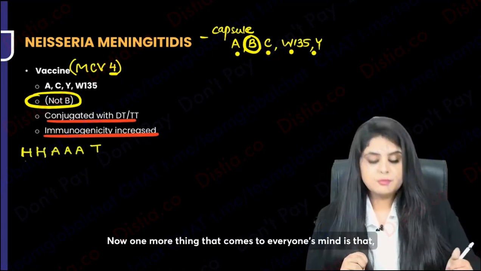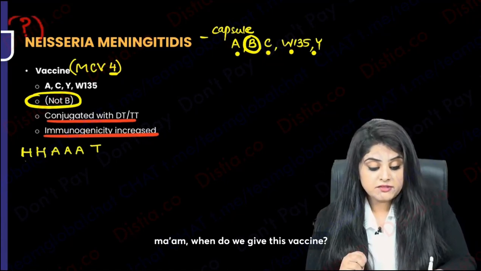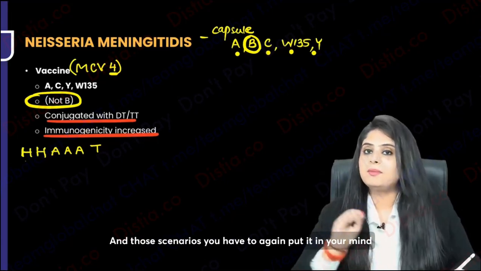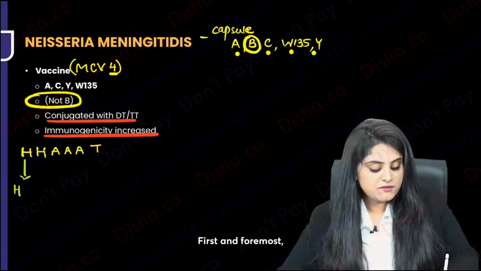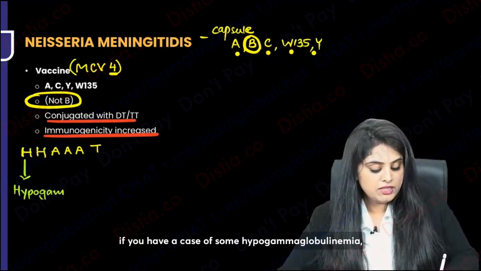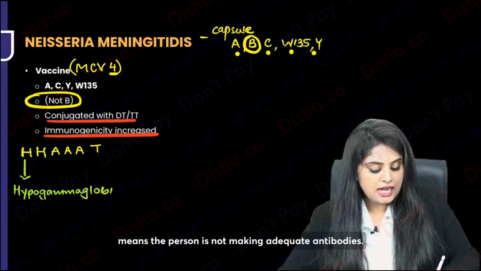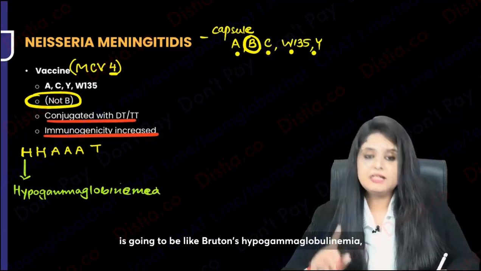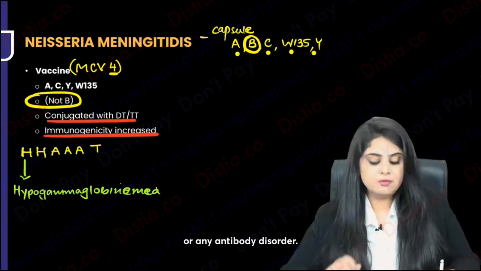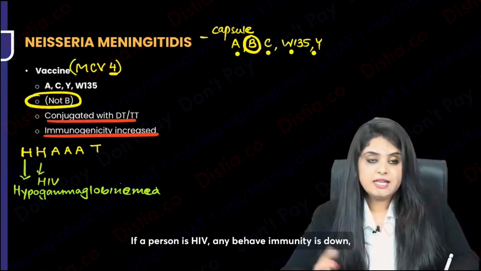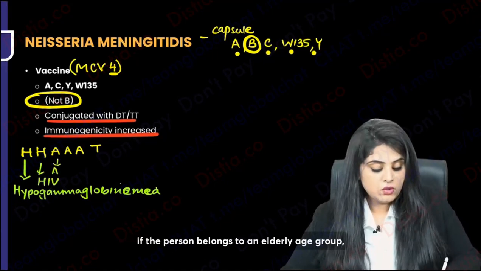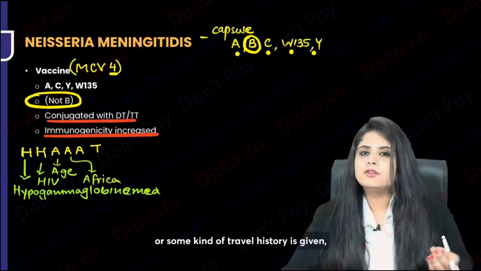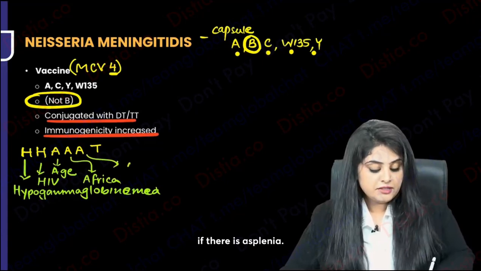Okay, now one more thing that comes to everyone's mind is that, ma'am, when do we give this vaccine? How do I decide? So I'll give you some scenarios, and those scenarios you have to put in your mind because it's a question. First and foremost, hypogammaglobulinemia, meaning the person is not making adequate antibodies, like Bruton's hypogammaglobulinemia or any antibody disorder. If a person has HIV, anyway his immunity is down. If the person belongs to an elderly age group, is a habitant of Africa or has some travel history, or if there is asplenia.